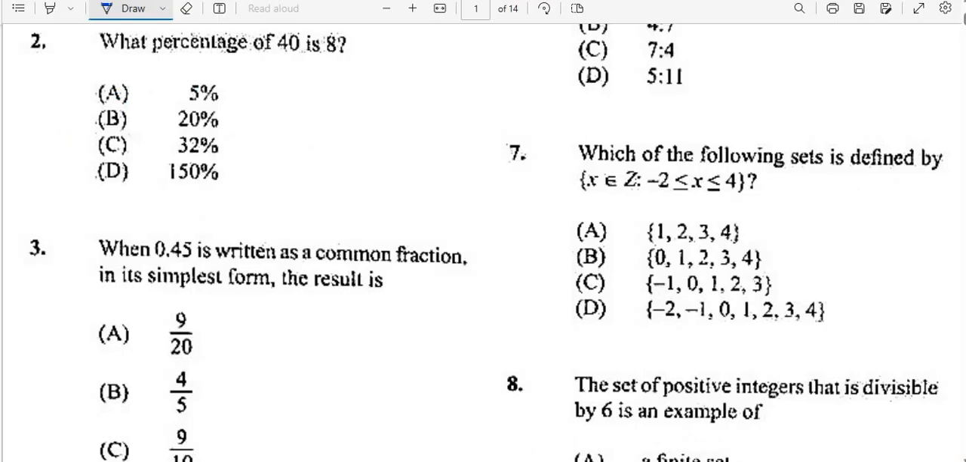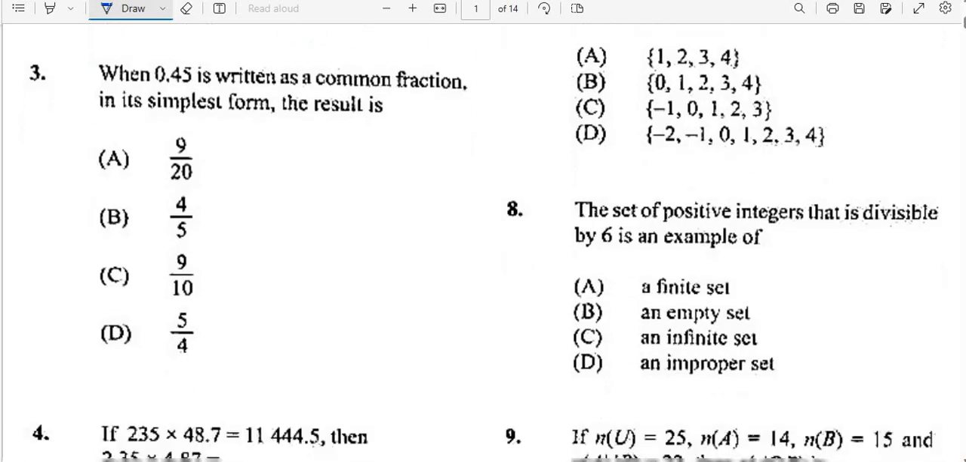Question 2, what percentage of 40 is 8? So we're expressing 8 as a percentage of 40. We put 8 over 40, then multiply by 100%. Then we simplify. 10 into 40 goes 4 times. 10 into 100 goes 10 times. Now 4 into 4 goes once, and 4 into 8 goes twice. And 2 times 10 is 20, so that's 20%.